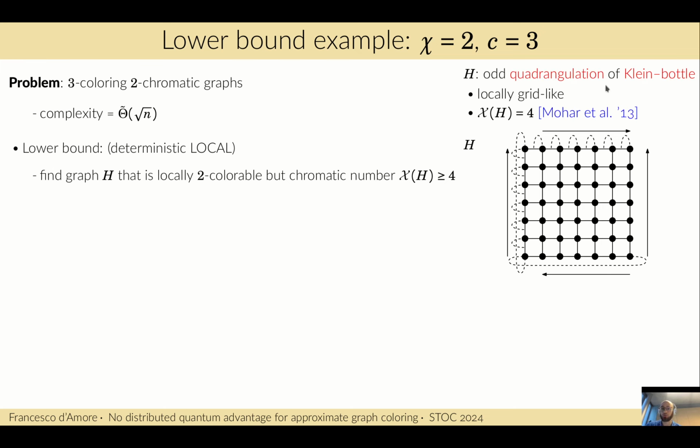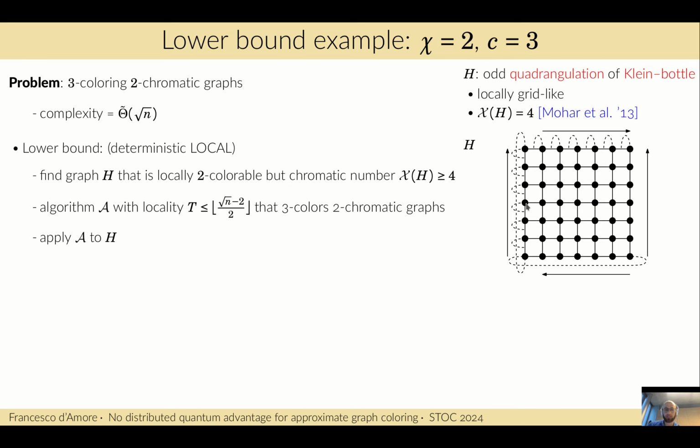This graph is a quadrangulation of the Klein bottle, and in this specific drawing it's a node quadrangulation. Locally, it is like a grid, but globally, the chromatic number is 4. And the idea is that we proceed by contradiction. Assume that there exists an algorithm that gives a 3-coloring of bipartite graphs with some small locality, a locality that is small enough so that in this graph a node cannot understand that the chromatic number is different from 2. So every node with this locality will just see a grid, basically.